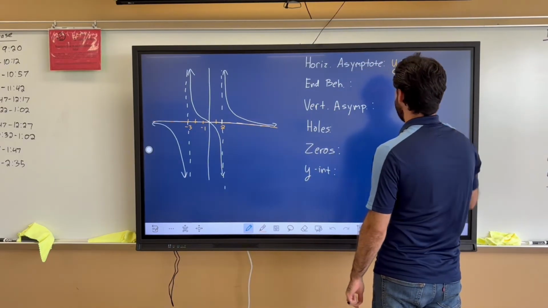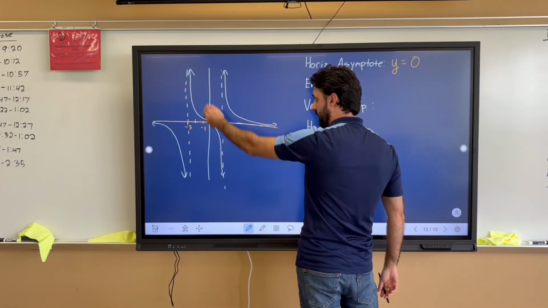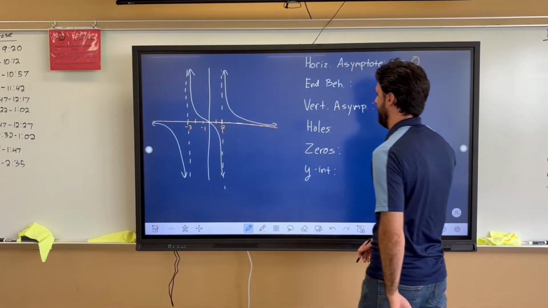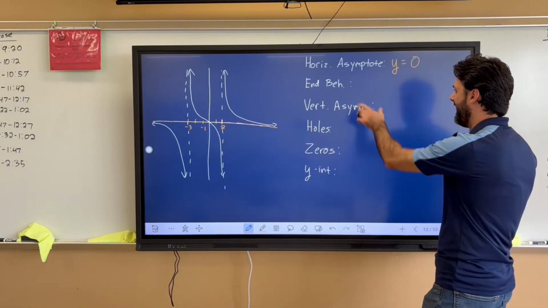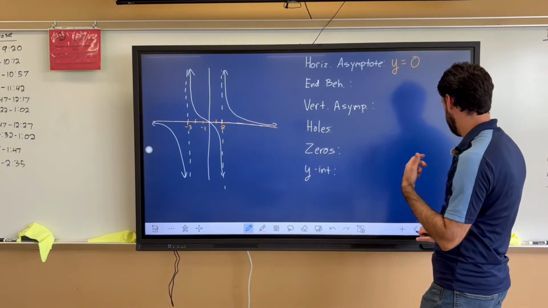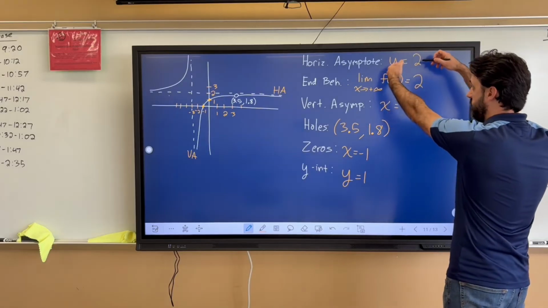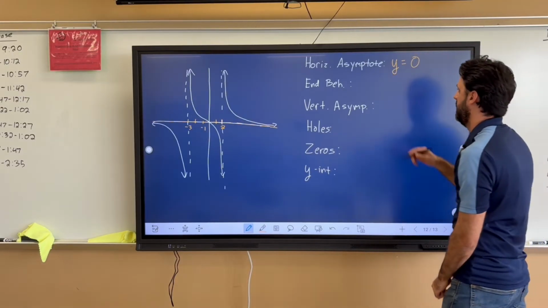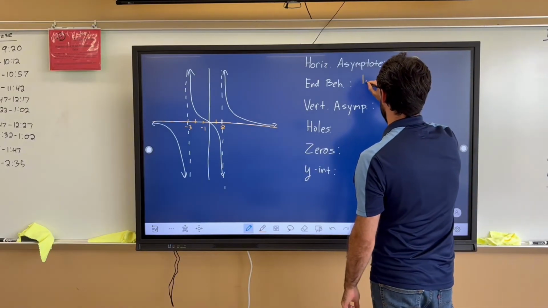All right, so first off, we got a horizontal asymptote at y equals 0. Remember, even though it's on the x-axis, it's passing through on the y-axis. It's passing through at y equals 0, right? So that's why this is y equals and not x equals. All right, end behavior. If this wasn't clear in the last part, if there's a horizontal asymptote, these two are always the same. So our limit expression is just going to equal that same value of 0.